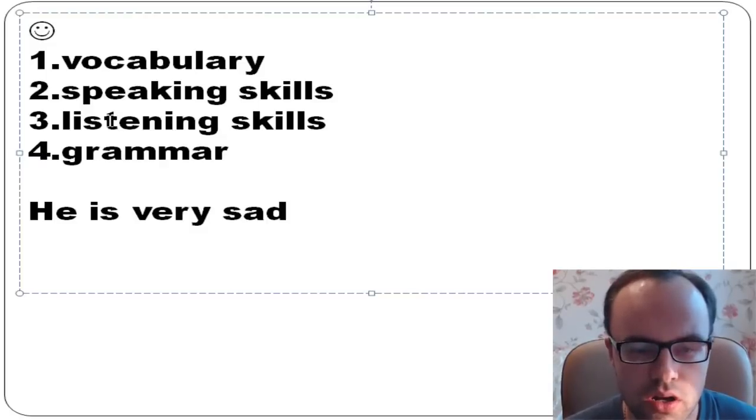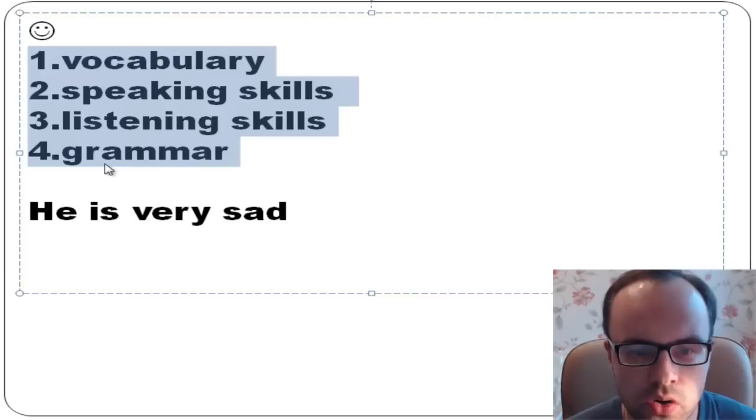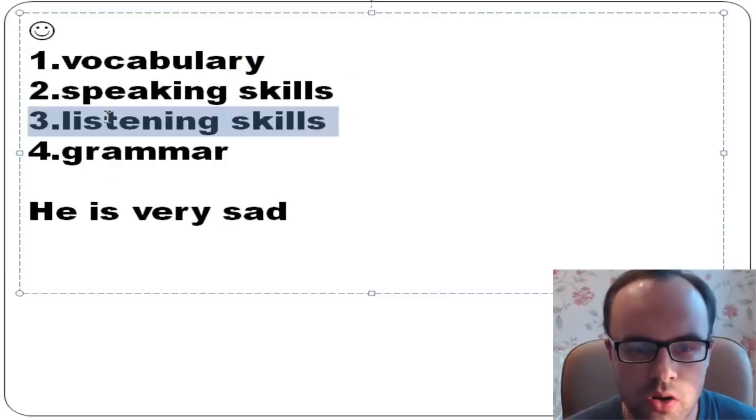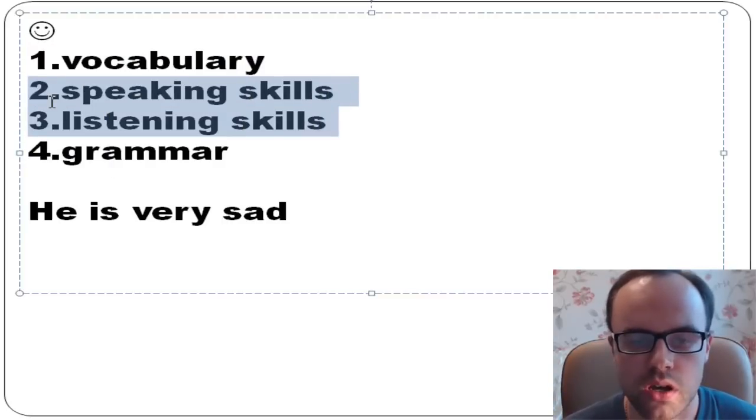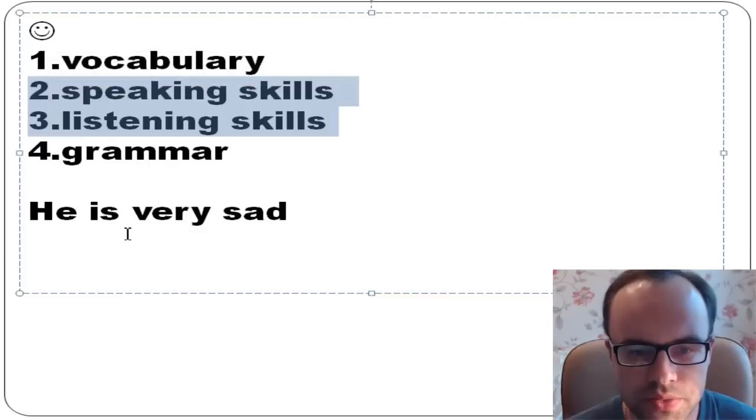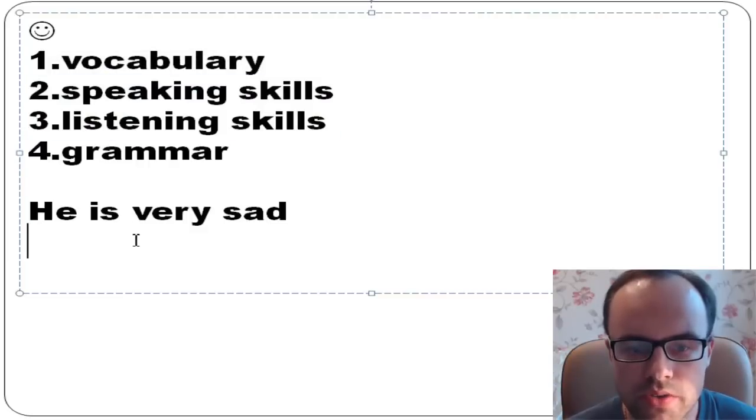You see, there are four things. We can do nothing about listening skills and speaking skills, because we don't need to listen or speak, so we just need to change our vocabulary and grammar. Not just a bit, greatly. What's wrong about vocabulary? Sad, this word is quite simple. Absolutely, this word is quite simple.